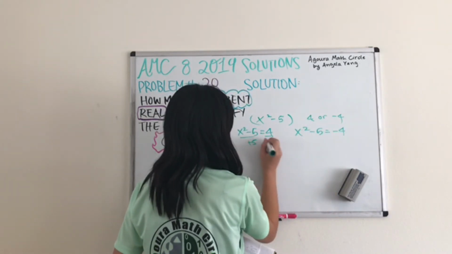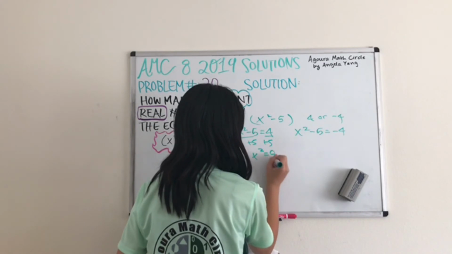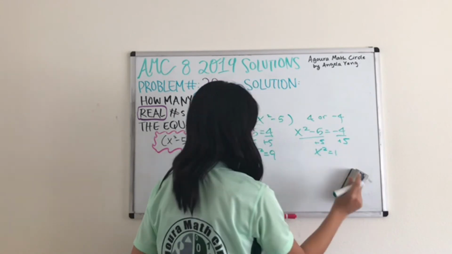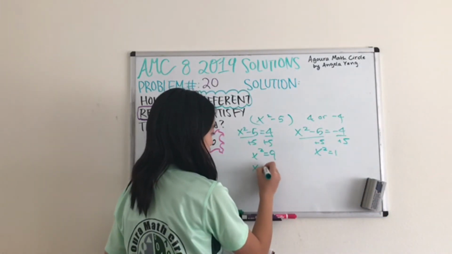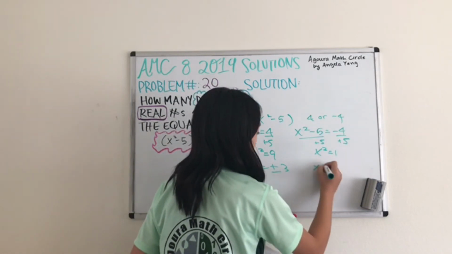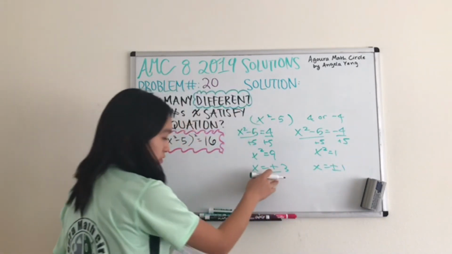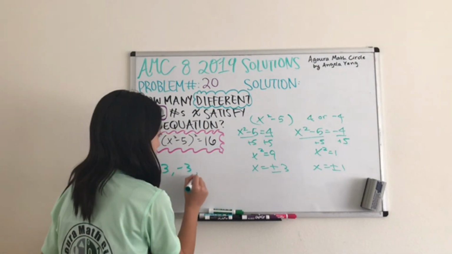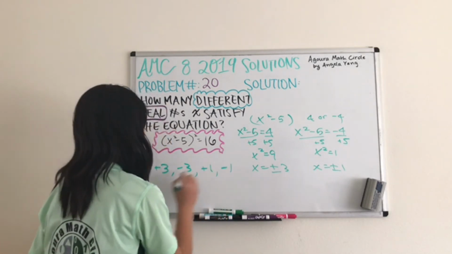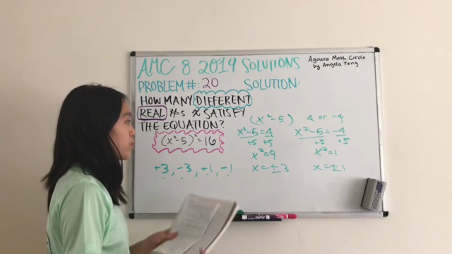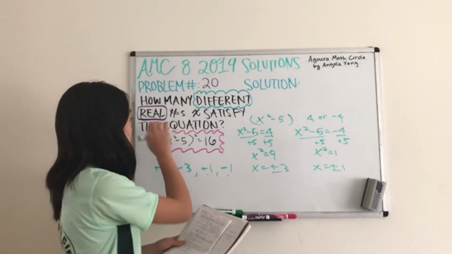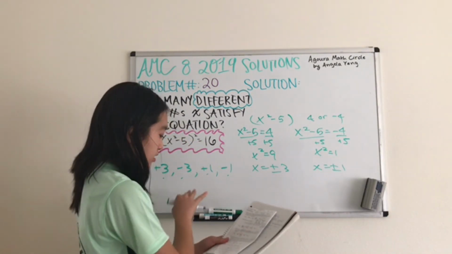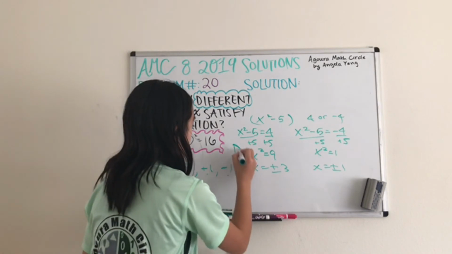So add 5, x squared equals 9, and then add 5, x squared equals 1. And so here, x could equal plus or minus 3, and then x equals plus or minus 1. So that means we have the possibilities of positive 3, negative 3, positive 1, or negative 1. And that is 1, 2, 3, 4. 4 total possibilities that would satisfy this equation. And these are real numbers, so they can only be negative or positive. And so our answer is 4, which would be letter D.